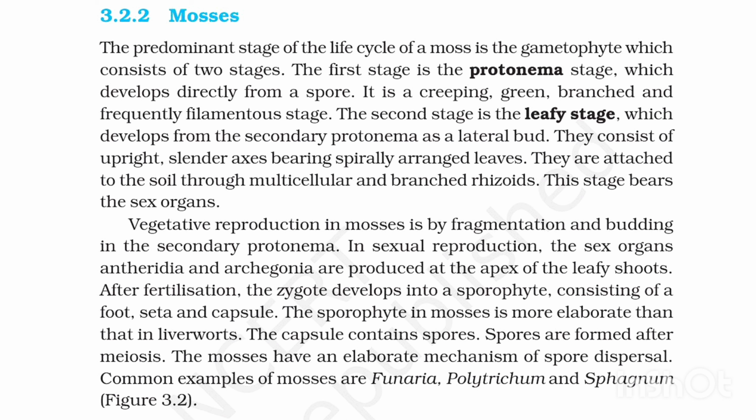In sexual reproduction, the sex organs, antheridia and archegonia, are produced at the apex of the leafy shoots. After fertilization, the zygote develops into a sporophyte consisting of a foot, seta and capsule. The sporophyte in mosses is more elaborate than that in liverworts.